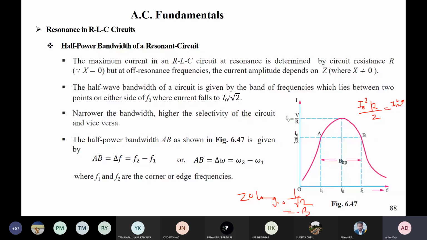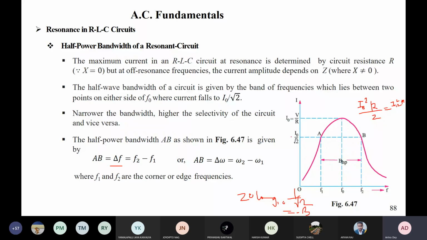So the narrower the bandwidth, the higher the selectivity, as we have already discussed. So the half power bandwidth gives you the measure of the selectivity. If this delta F is small, then it is selective. If it is high, then it is like having a higher bandwidth. So how can you solve this?